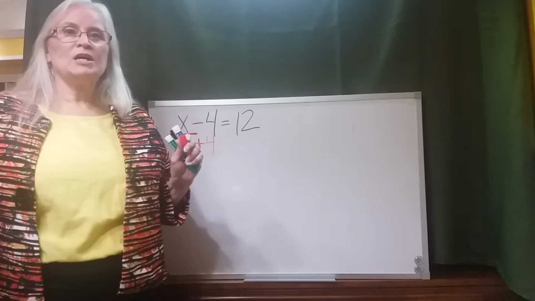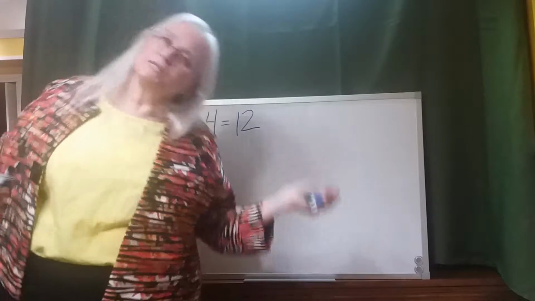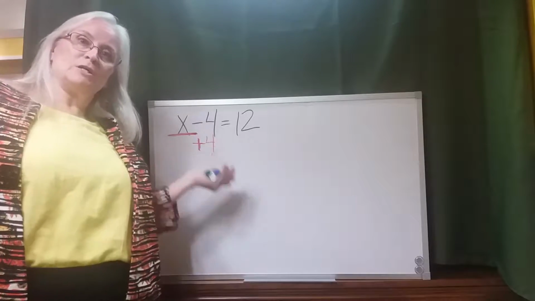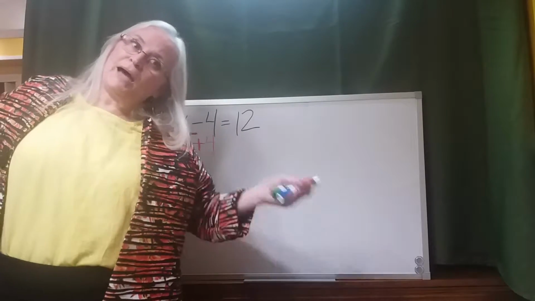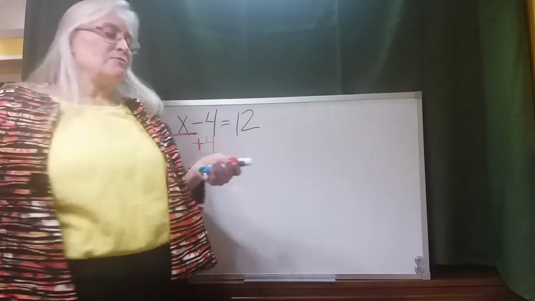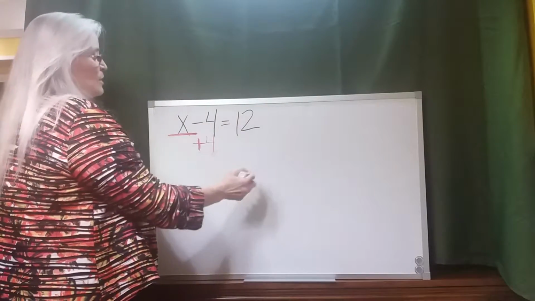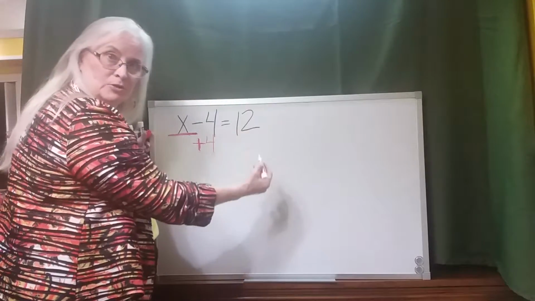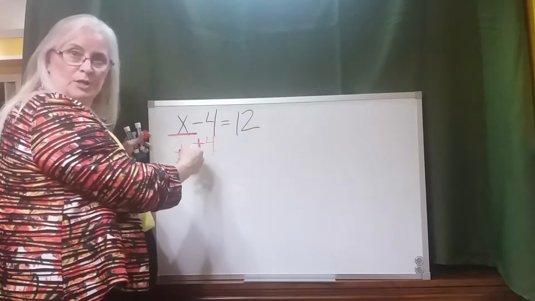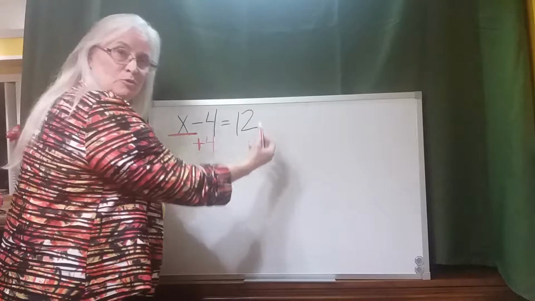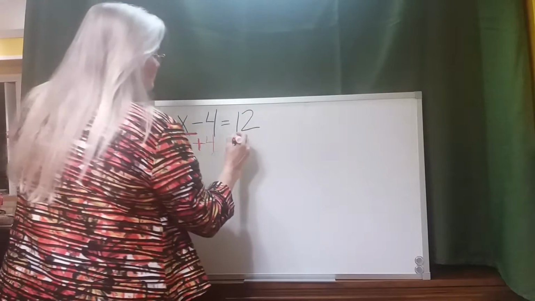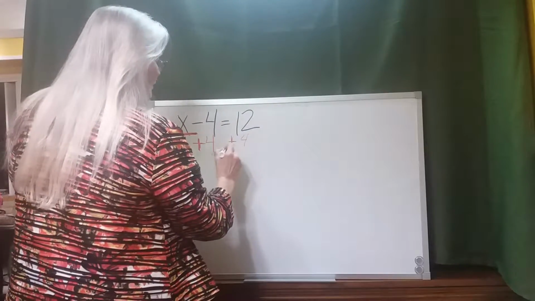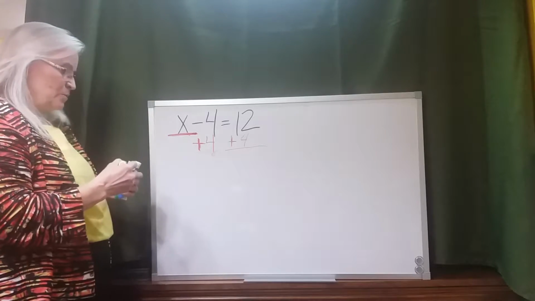But we just made our balance scale go tilt because we took something and changed it on the left side, but we haven't fixed it. So we have to do the same thing. If we added 4 on the left, we have to do the same thing on the right. Anytime you do something on the left, you do it on the right. If you do it on the right, you do it on the left. Plus 4.